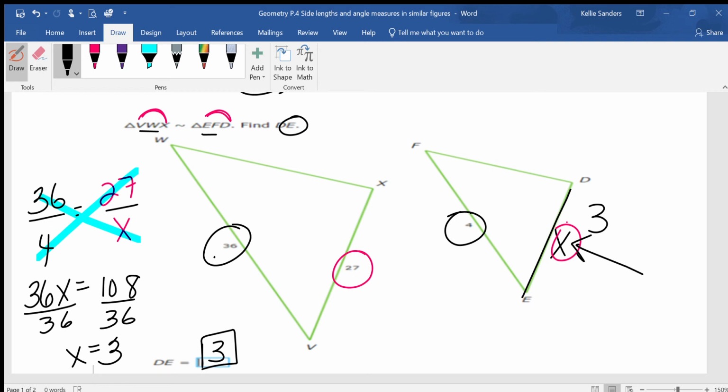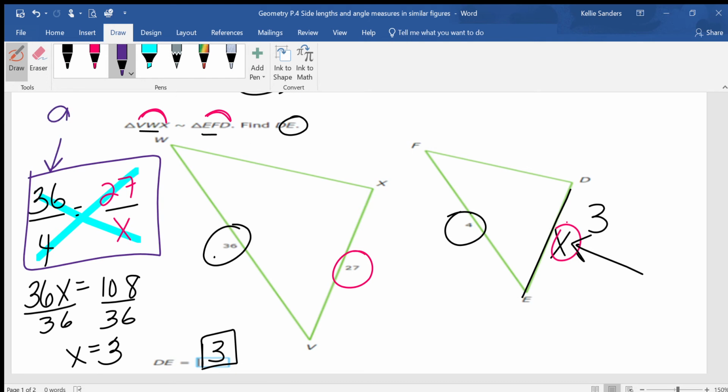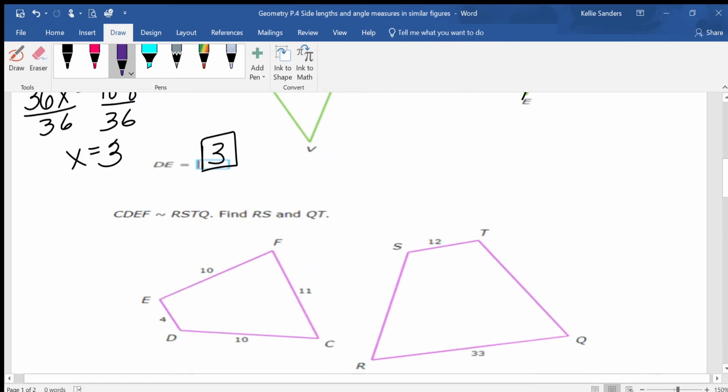There's a couple more ways that we could have done this. After we set this up, some of you would notice that 36 over 4 is the same thing as 9. So what would I divide 27 by to get 9? That would be 3 also. So there's a couple of ways that you can look at it without actually having to grab your calculator.